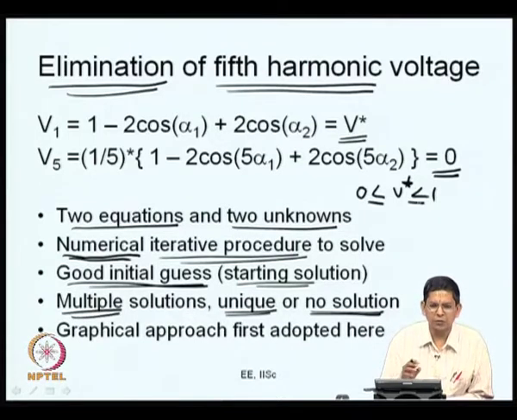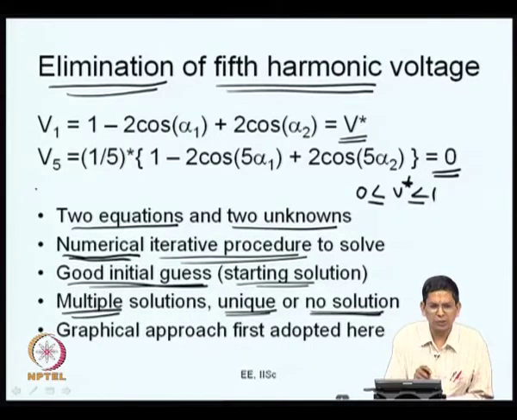Is there a range of V star for which I have no solution? Can I identify that range? Is there a range of V star for which I might have a unique solution? Can I identify that range? Is there a range of V star for which there are multiple solutions, say 2 or maybe 3? Can I identify that range? Those are the questions that I have on my mind. So, let us see if we can answer those.